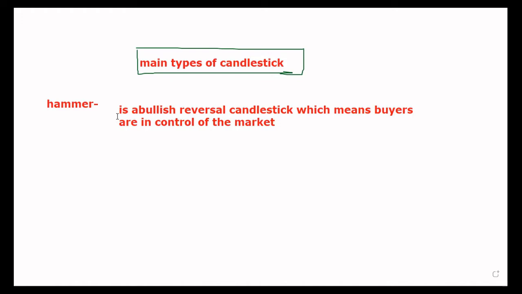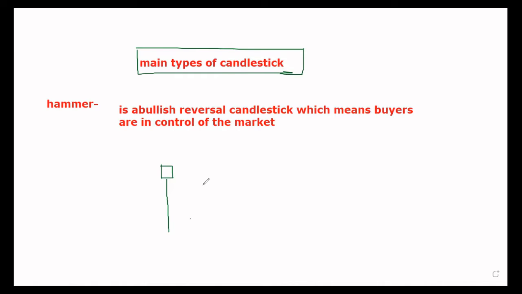Whenever I say bullish, it's another name for a buying market. So a hammer, we have said, is a bullish reversal candlestick, which means buyers are in control of the market at that moment. Let me draw a hammer. A hammer has a short body with a long wick. It looks like this. Whenever you are trading and you see this type of candlestick pattern, this means the buyers are in control.